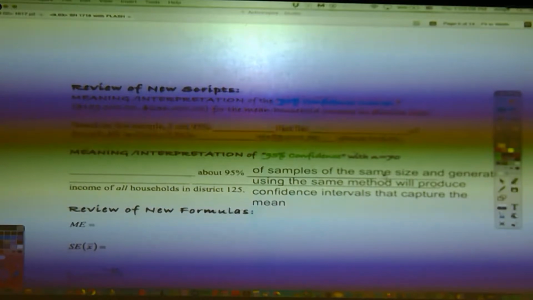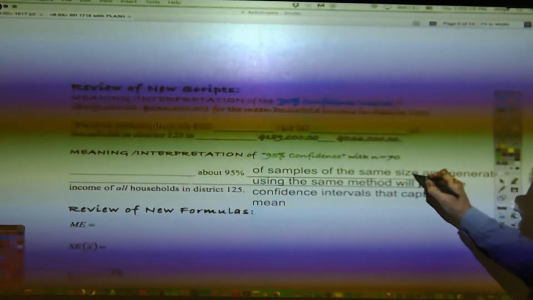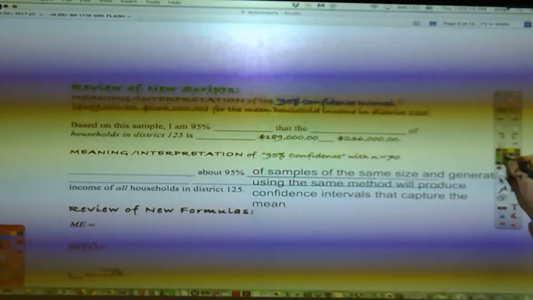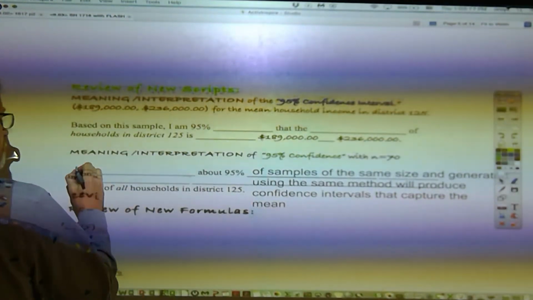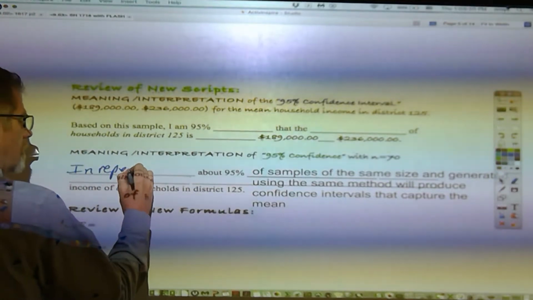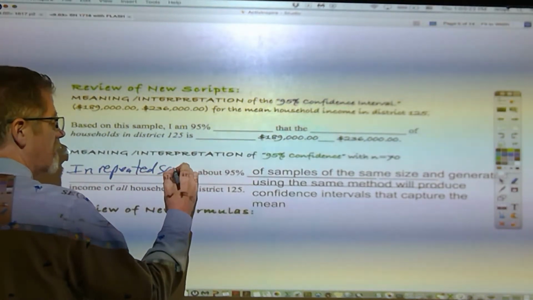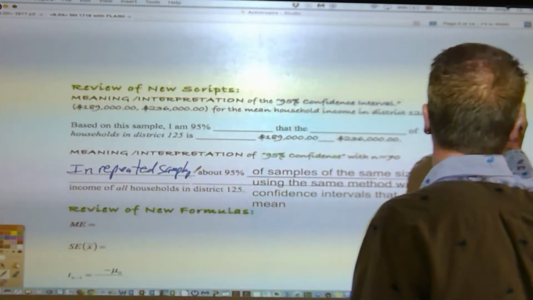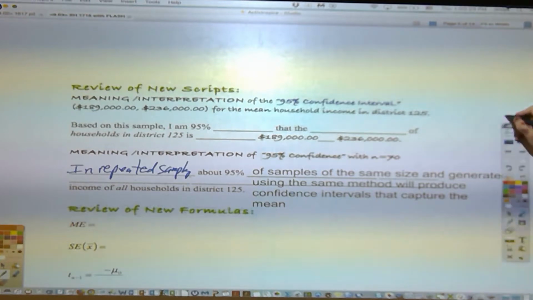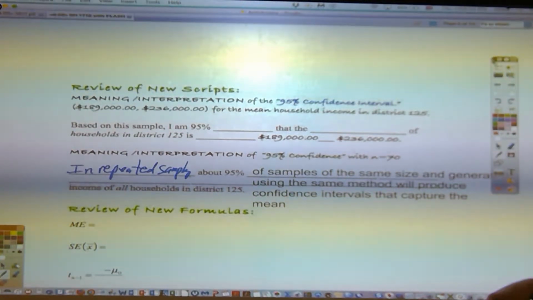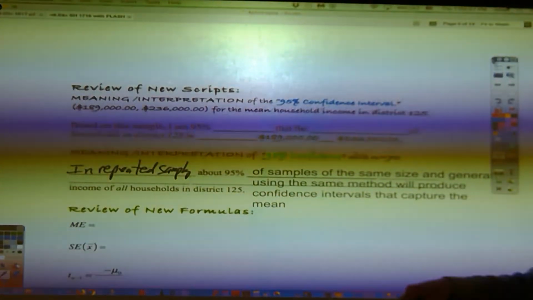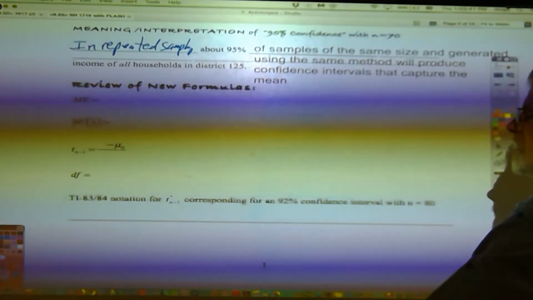Yeah, okay. So if we're going to give you the meaning of 95% confidence, then we would say in repeated sampling, about 95% of samples of the same size and generated using the same method will produce confidence intervals that capture the true mean income of all households in District 125. So that's how the blank should be filled. And these are review formulas. Try this thing on the bottom on your own.